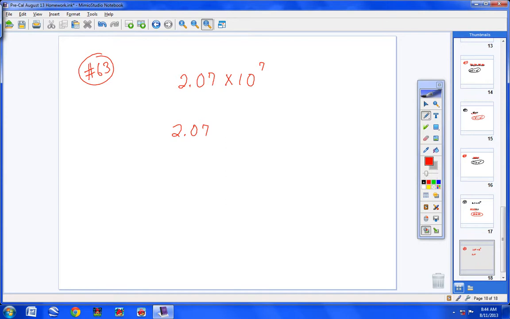So 2.07. And let's move it 7 places. So 1, 2, and now 5 more. So 3, 4, 5, 6, 7. So I'm inserting 5 zeros. And now the decimal is way over here on the end. So my answer is 20,700,000. Let's take a look at number 65 and then 67, and we're finished.